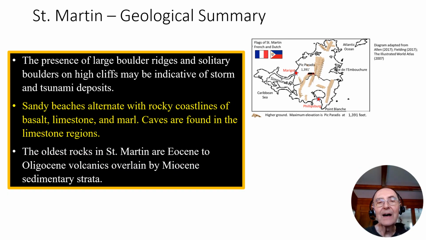The presence of large boulder ridges and solitary boulders on high cliffs could indicate storm and tsunami type deposits. Sandy beaches tend to alternate with rocky coastlines. These rocky coastlines are composed of basalt, limestone, and marl. As you might expect, caves are found in the limestone areas. The oldest rocks in St. Martin are Eocene to Oligocene volcanics overlain by Miocene sedimentary strata.